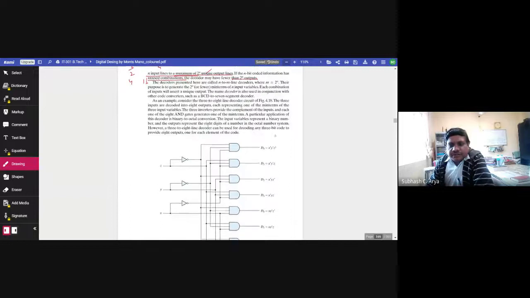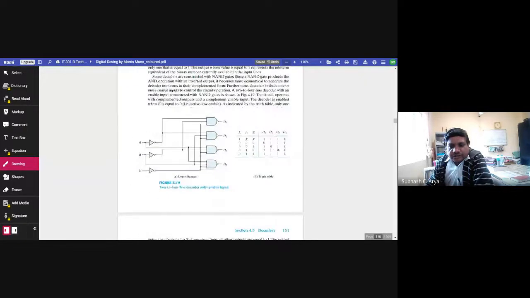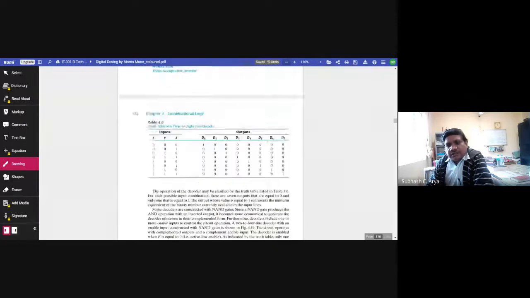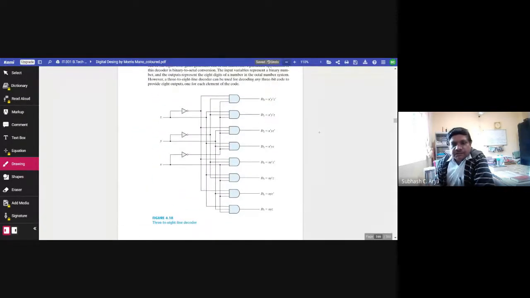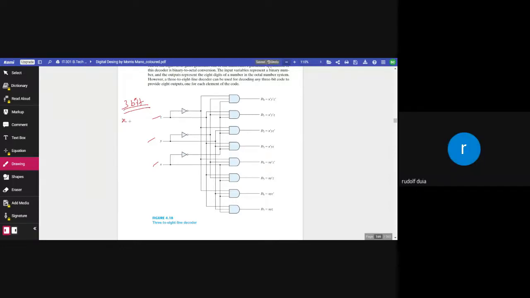We have started from a 3-input line, not 2 to 4 line. No problem. So the input lines are here X, Y, Z. This is a 3-bit input. Yes or no? Yes, sir.